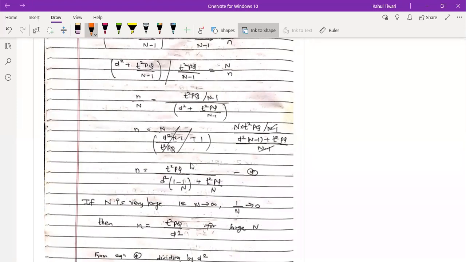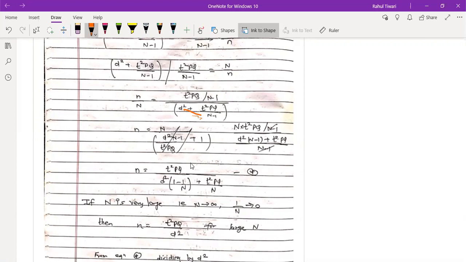If you just do the cross multiplication here, it will become d square n minus 1 plus t square pq upon capital N minus 1. So this capital N minus 1 and capital N get cancelled. So remaining here n times, or even I have divided by n here. If you just divide by n, this n goes away, and this n upon n is 1 minus 1 plus t square pq upon n. So that term will automatically come.